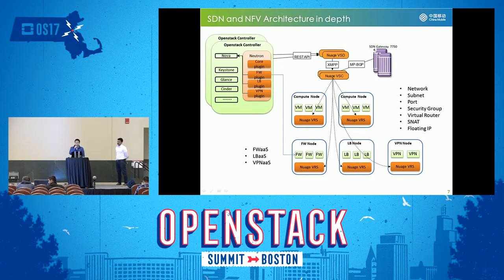VRS runs on compute nodes and NV nodes. VRS implements network, subnet, port, security group, distributed virtual router, source NAT, and floating IP functions. The firewall as a service, load balancer as a service, and the VPN as a service are implemented by the firewall VM, LB VM, and the VPN VM, which run on NV nodes. The 7750 is controlled by VSC as the VXLAN gateway device for the south-north traffic.